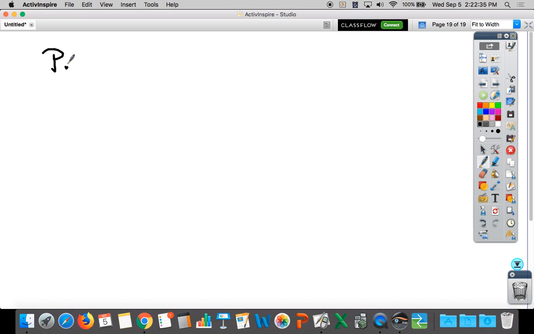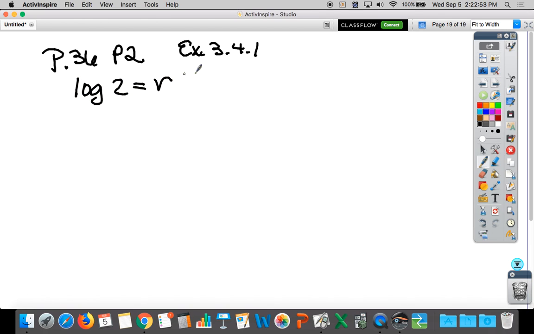Page 36 in your P2 books. We're going to look at the top of page 36 at example 3.4.1. They're giving you some things that they've defined. They've told you that log 2 is now R, and log 3 is defined as S. So you want to write those down at the top of your page. And the instructions say, in terms of R and S, find log 16.